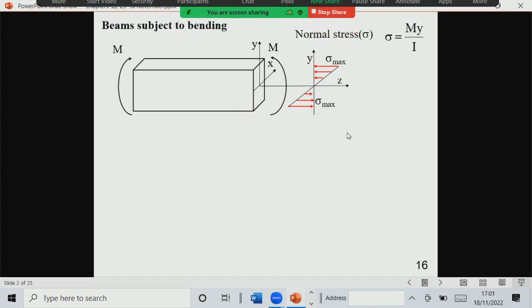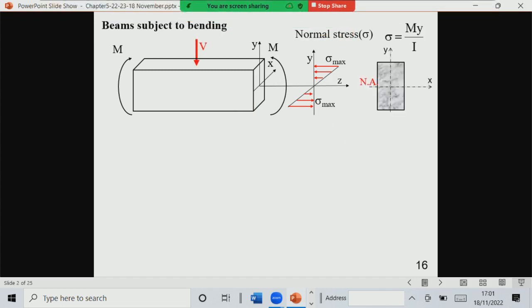If the beam is subject to a lateral shear force, not only is the cross-section subject to normal stresses, any plane which is along the axis of the beam is subject to shear stresses. The shear stresses, because of a lateral shear force, are called flexural shear. When in chapter 1 we were dealing with shear stresses, we called them pure shear, simple shear. This is also shear stress, but these are called flexural shear stresses.